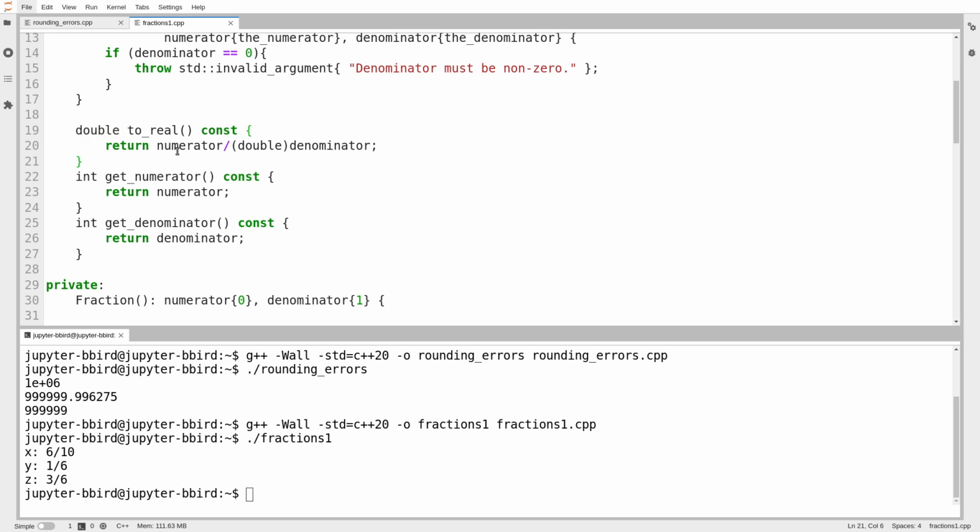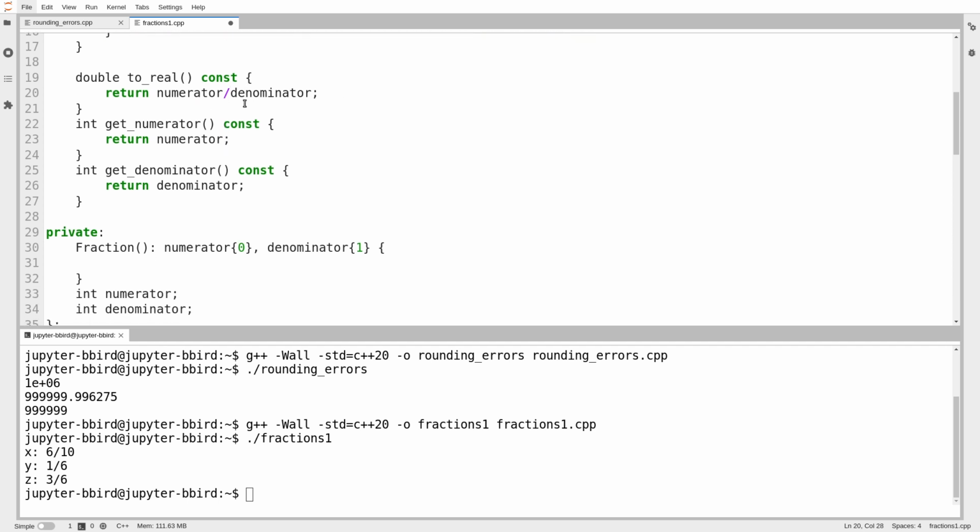The way we do that is we just take the numerator and divide it by the denominator to produce a double result. Recall that if I just wrote this, I would get int over int, because numerator and denominator are both ints. And that could be 0 if it's 6 over 10. So I do this to force one of the operands to be a double. So I get int over double, which we know equals double. Okay, so that's the fraction class.